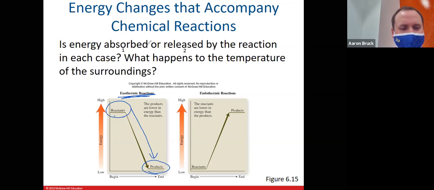All right, I'm seeing the number of downs coming in the chat. I think we've got the concept backwards here. If the reaction is losing energy, that energy has to go somewhere. That energy is going to go to the surroundings. If I'm suddenly hitting the surroundings with a ton of energy, we're going to see the temperature of the surroundings go up as it absorbs all of that extra energy.